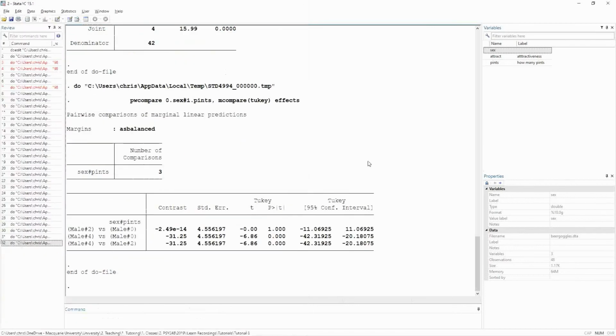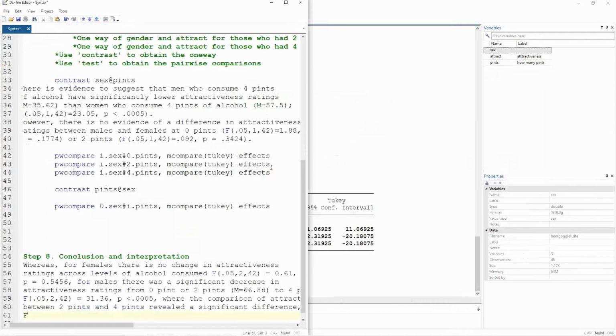And now, if I come down here, males at 4 and 2, I now have a t-score instead of an F-score. T on 42, so 0.05 and 42. So I only need to say the degrees of freedom for the error term here, because in a t-statistic there's only ever 2 groups. So my degrees of freedom for my IV would always just be 1. So it's redundant.